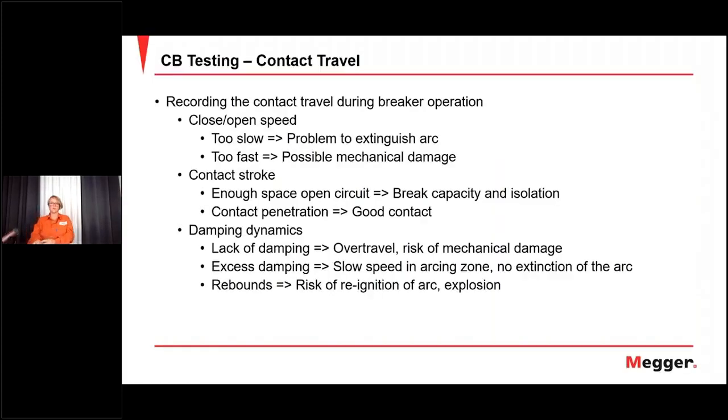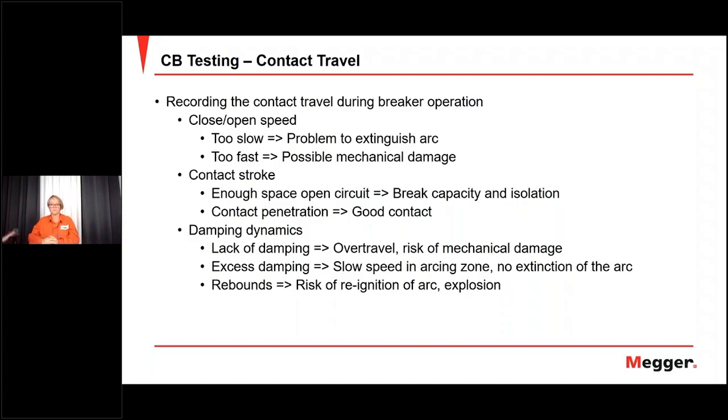So what do we want to look at? Yeah, we look at the speed. The speed needs to be correct. Of course, it should not be too slow. Then we won't manage to distinguish the arc. But it should also not be too fast because it can get mechanical damage. And the contact stroke, it needs to do enough motion so you get the correct break capacity and isolation. But it should also go deep enough in contact penetration, so you get the whole main contact touching the other part.